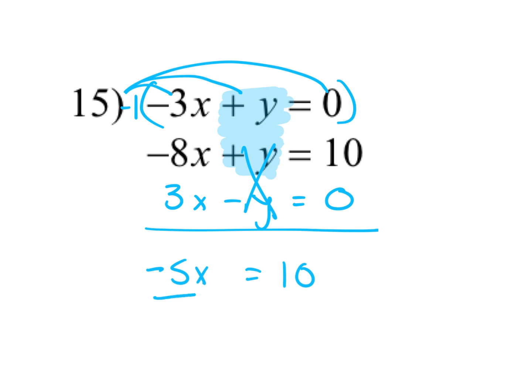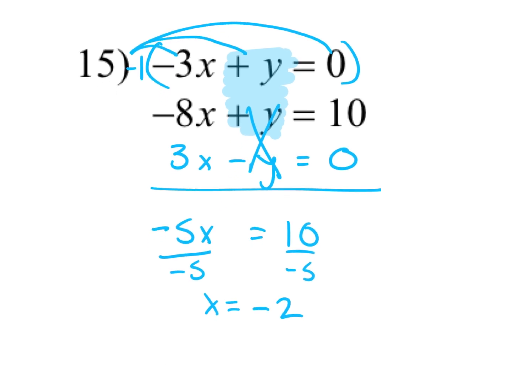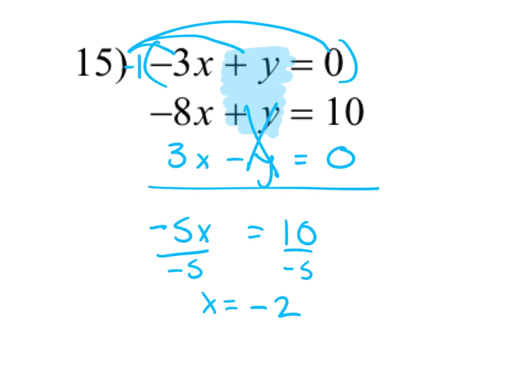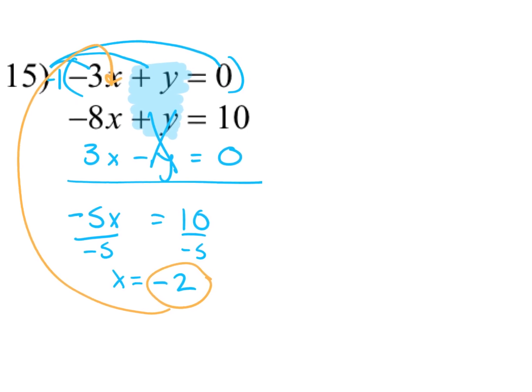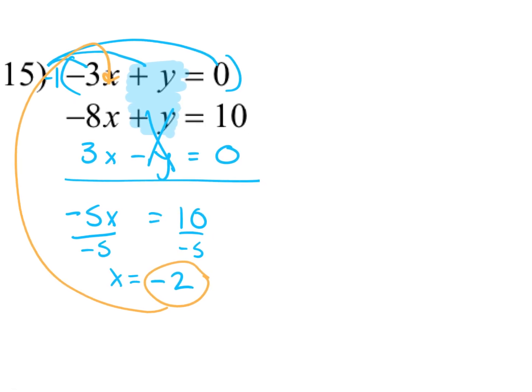What do we do next? Divide by negative 5, so x is equal to negative 2. So how would we find y? Plug in negative 2. So I'm going to plug it into the x in the first one. Make sure you're just plugging into the right variable. So you have negative 3 times negative 2 plus y is equal to 0. What's negative 3 times negative 2? 6. So 6 plus y is equal to 0.